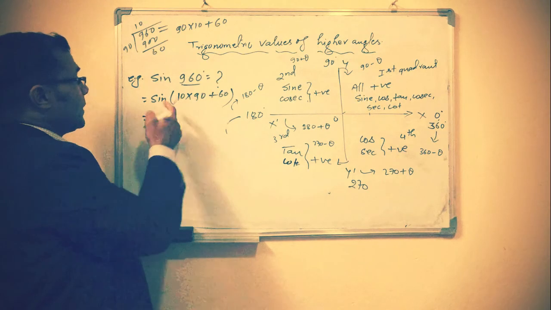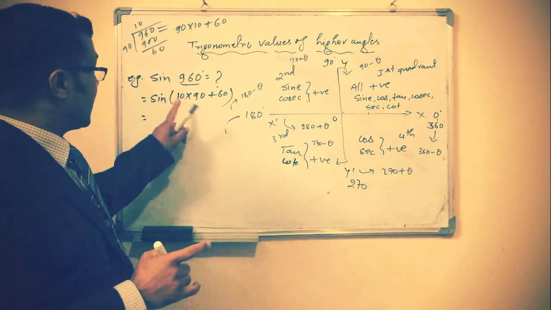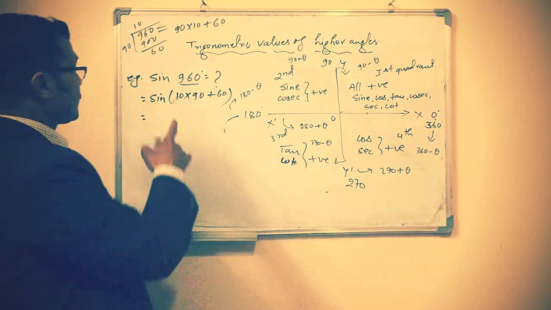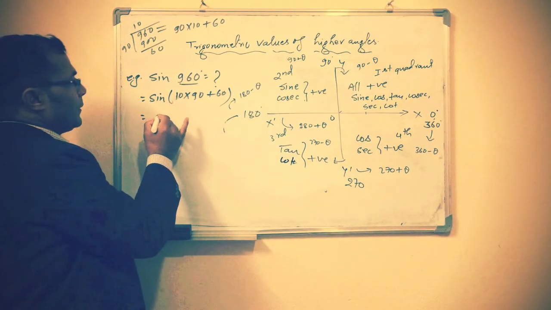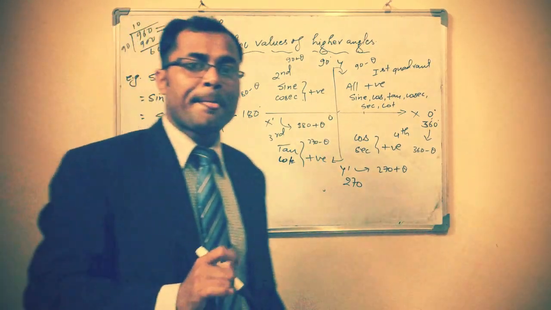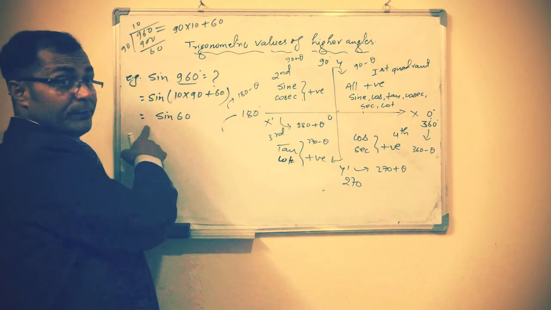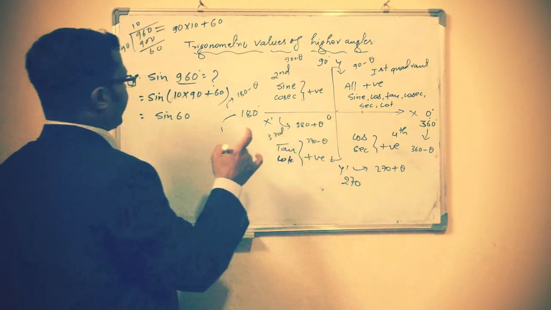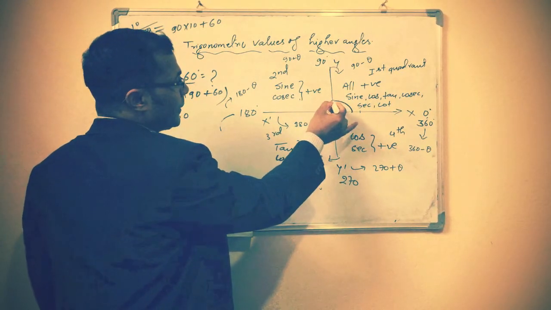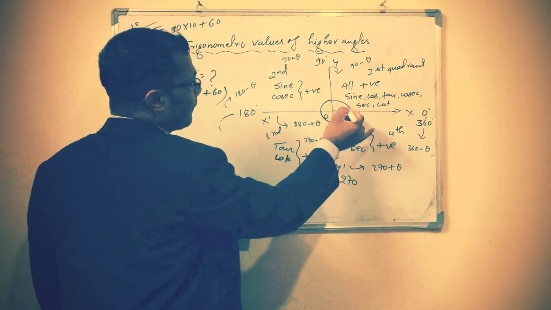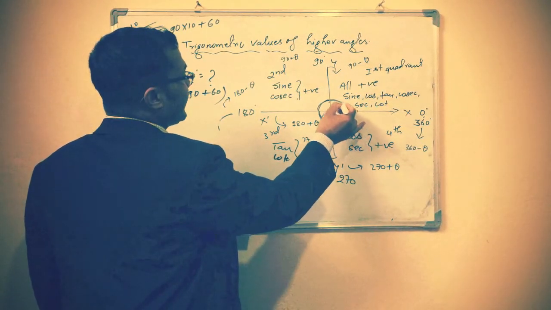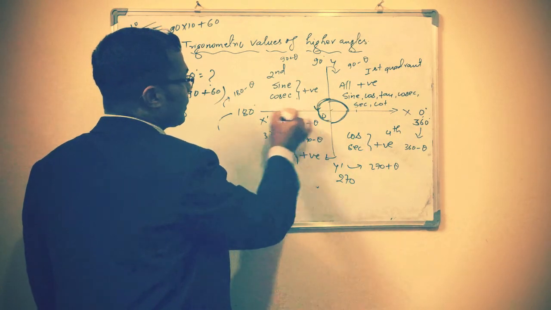Now see, it's very simple. As I told you, if you see even multiples, don't change the ratio. If you see odd multiples, change the ratio. So since here it is even, you can write it as it is, no change, sine 60. Clear? Now, what will be the sign over here? Plus or minus? For that, you have to be careful. 10 times 90. See carefully. 190, 290, 3, 4, 5, 6, 7, 8, 9, 10. 10 times 90 means up to this line.